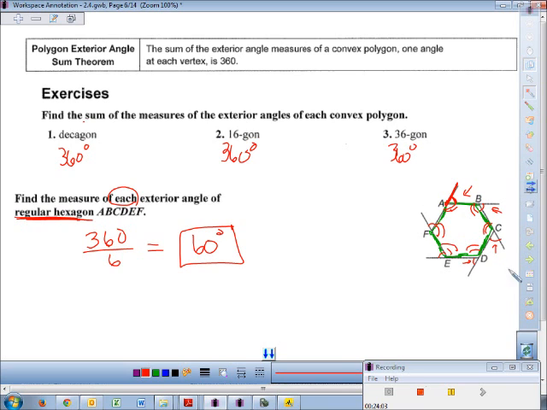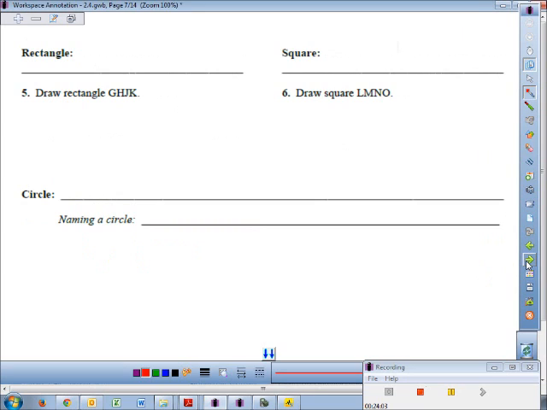Cool? Next. Rectangle. Definition. What do you think it is? I talked about it last time. Do you remember? What's a rectangle? First of all, what kind of polygon is it? It's a quadrilateral. What's so special about it? It's got 4 right angles. It is a quadrilateral with 4 right angles. That is the definition of a rectangle. Anytime I ever ask you to draw a rectangle, you better draw a quadrilateral with 4 right angles.